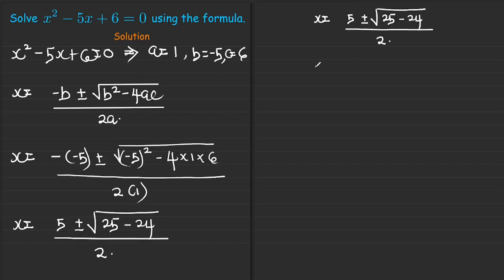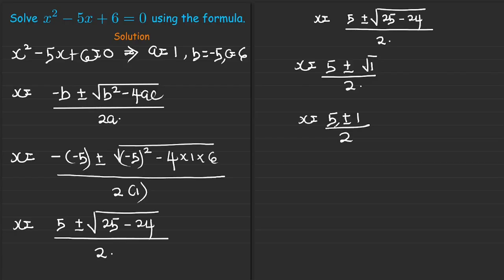So simplifying further, we have our x being equal to, the 5 remains as it is, then plus or minus the square root of 25 minus 24 gives us 1, all over 2. We know what the square root of 1 is. That is 5 plus or minus the square root of 1 is 1. So all over 2. This is our solution, but then we want to write it in its right form.